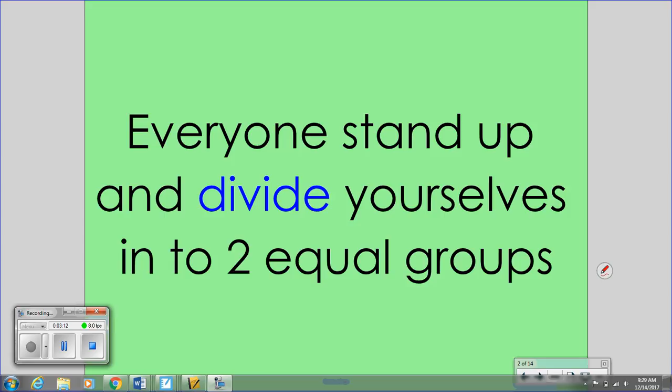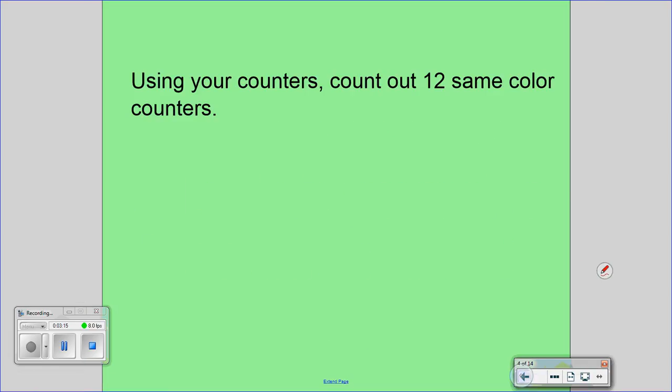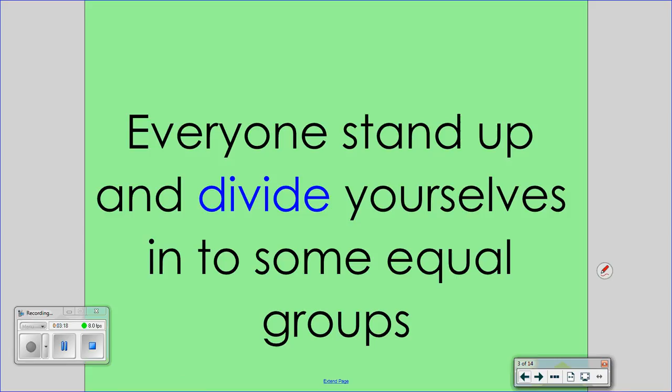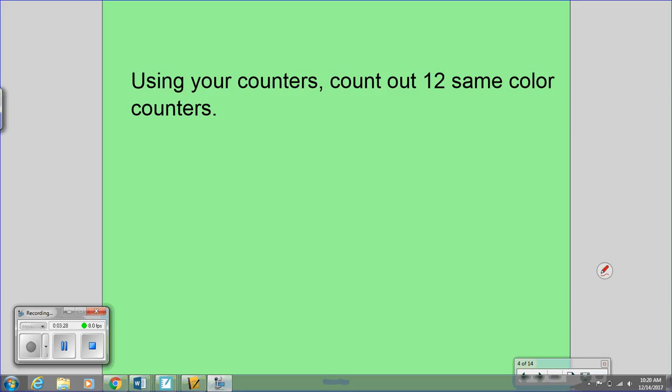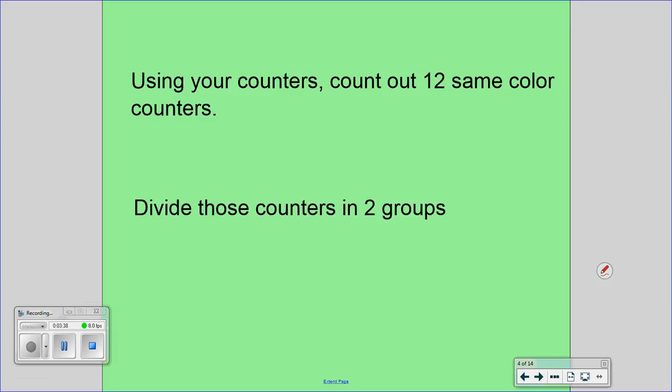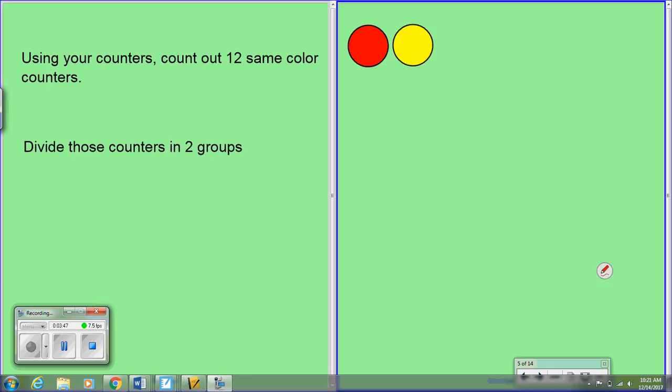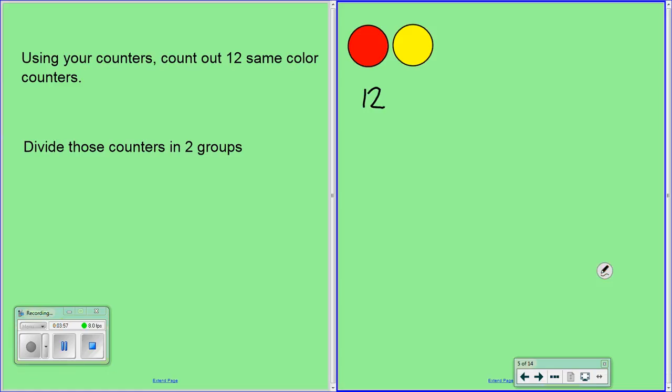All right, let's try another one. So now we're going to go into some equal groups, maybe more than 2. Alright, so by now we should have our 12 counters out. We are going to start. Divide your counters into 2 easily seen groups. Alright, how many counters do you have in each group? Great. 6. So what I want you to write is 12 counters.